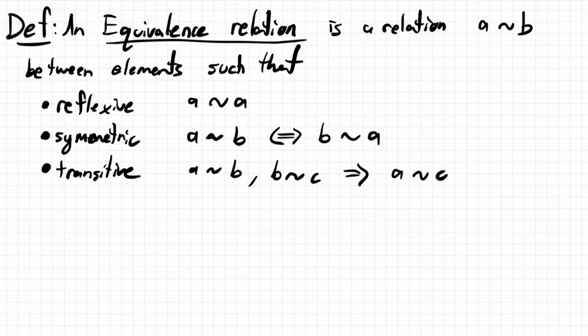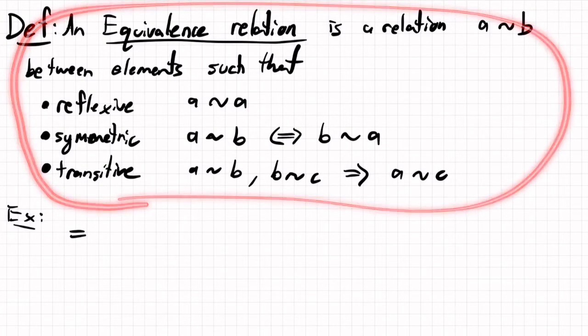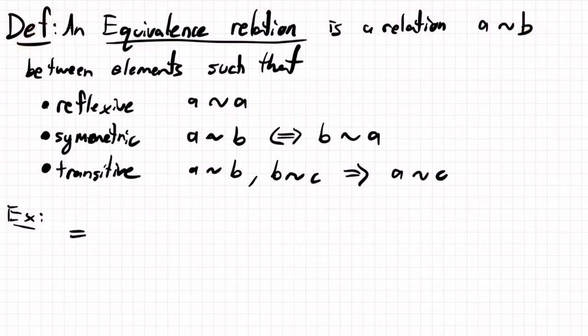Okay. Examples of equivalence relations: the first and best example is equals. The equals sign is an equivalence relation. In particular, the equals sign is the thing that equivalence relations are modeled after. These are the things you really need to know about equality to make it equality. So let's say equality on a set.